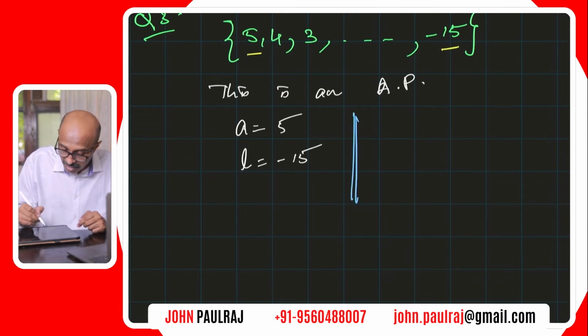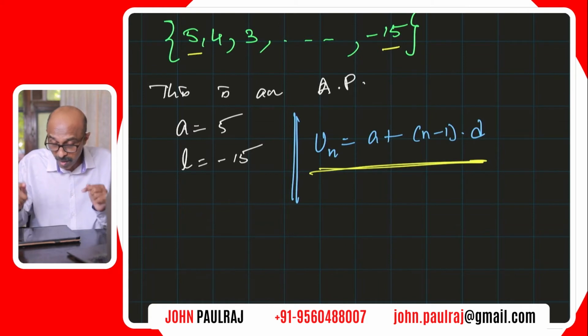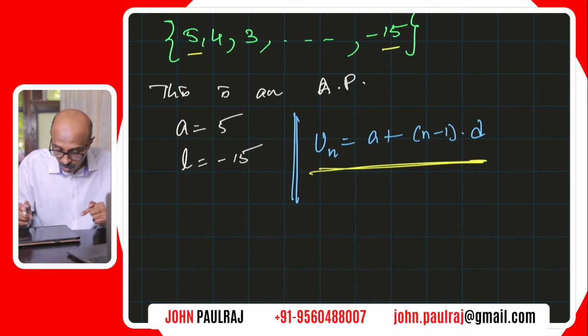Because it's an AP, the nth term is a plus n minus 1 times d. We saw this in part 4 of the series on sequences and series. If you haven't seen this formula, please go ahead and take a look at it. It's on part 4. I'm going to link all those videos in the description box below. This formula gives the nth term, or the general term, for any term of an AP, an arithmetic progression.